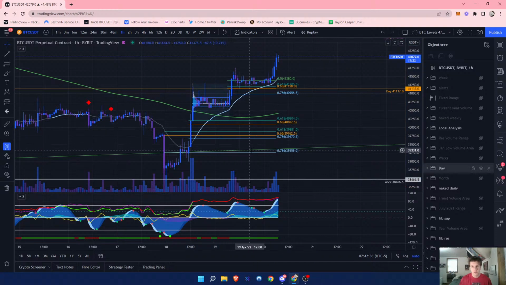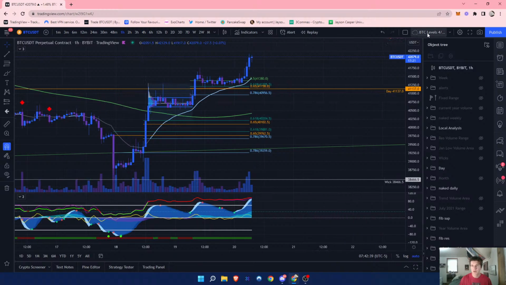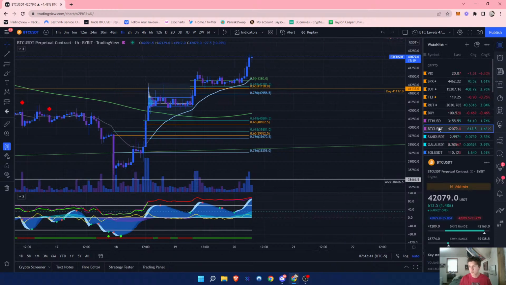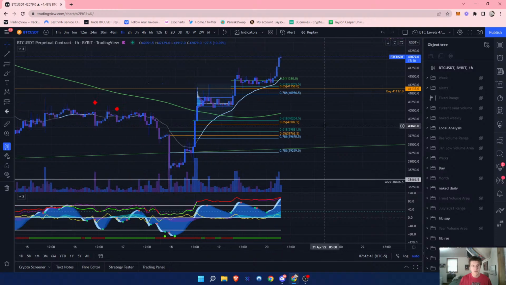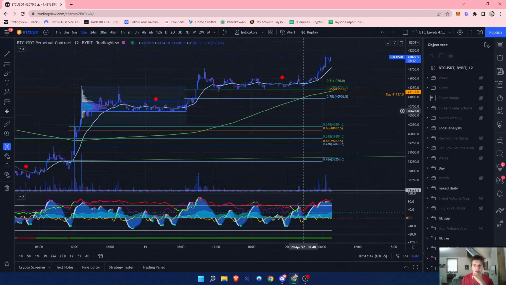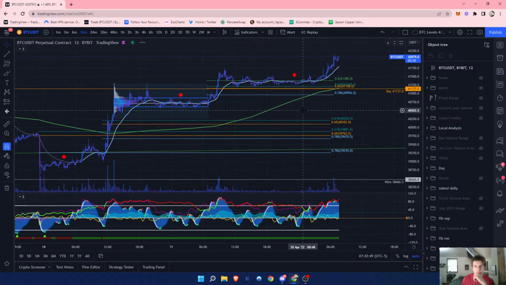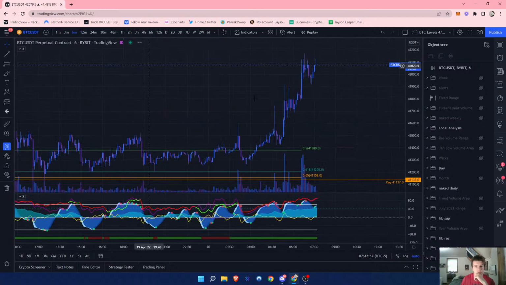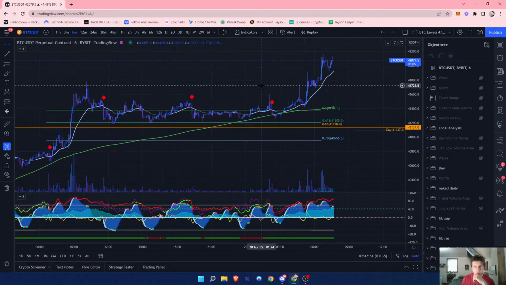Just updating these fib supports. I like to use fibs a lot. It's kind of my go-to thing. Anyways, what I like to do usually is start out on the 12-minute and just see what's going on. We'll work my way down to the 6-minute.